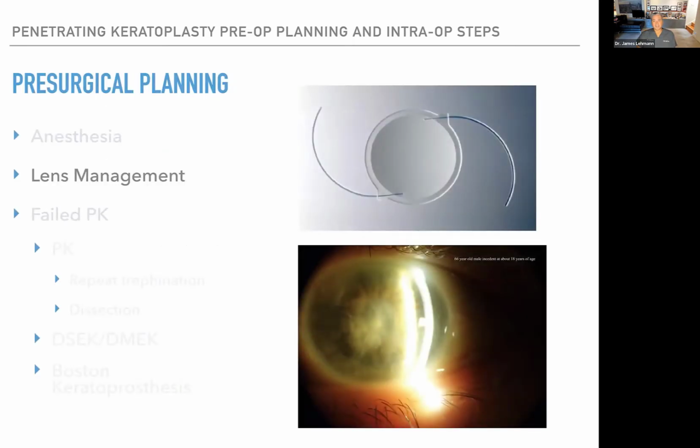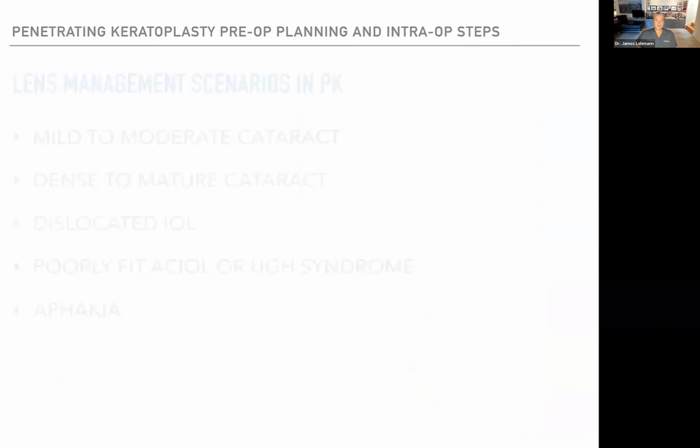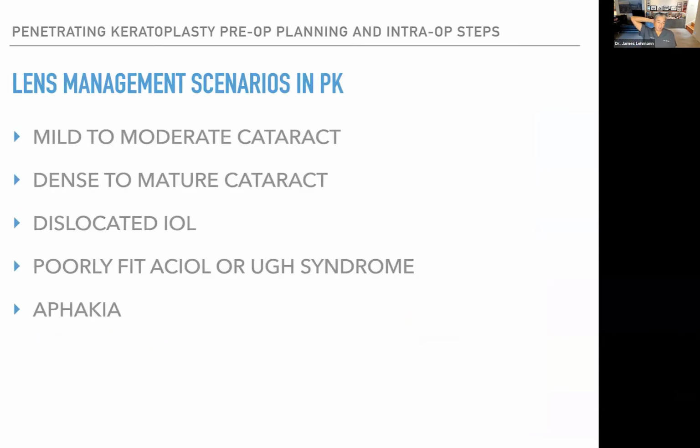Now let's talk about lens management, okay? There are some different scenarios here. The first one and the most common one is if somebody has a mild to a moderate cataract. Then if they have a dense to a mature cataract, you do it a little differently. And then these other ones are rarer, fortunately. Things like dislocated IOLs, poorly fit ACIOLs, or UGH syndrome, which is the uveitis glaucoma hyphema syndrome, or aphakia.